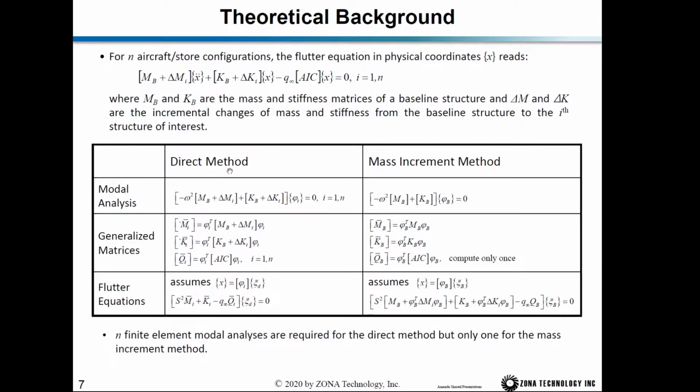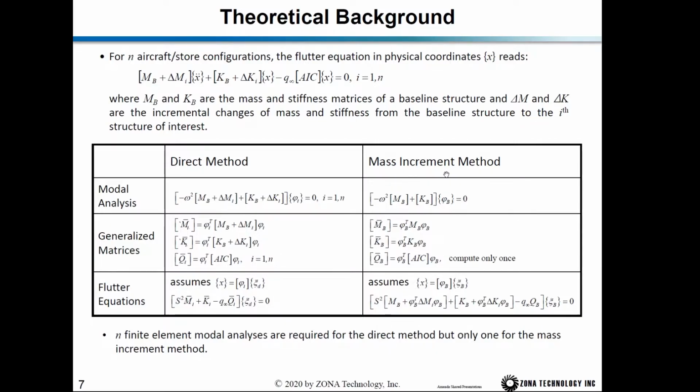If you use the direct method, then for each aircraft store configuration you perform an eigenvalue analysis and get the modes. From the modes, you can calculate the generalized mass, stiffness, and aerodynamic forces. Then, using the modal approach, we can construct a flutter equation. So for the direct method, you have to repeat these cases n times.